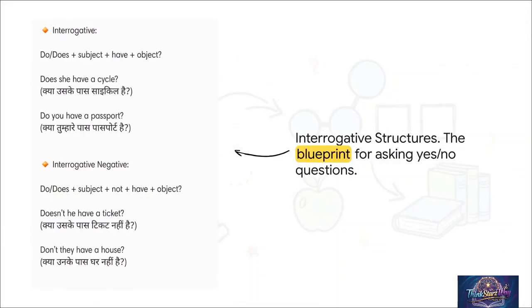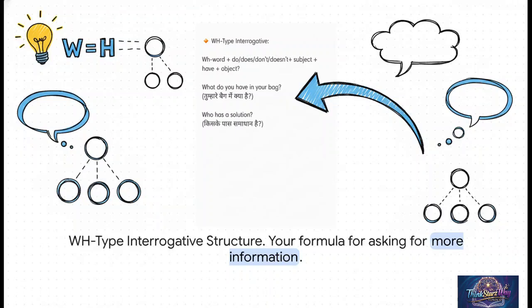Need to ask a question? No problem. It's do or does, then your subject, and then have. And if you want to ask a negative question, you just start with don't or doesn't. See? Simple formulas. And last but not least, for those really detailed questions, your structure is WH word, then do or does, the subject, and you finish with have. Honestly, once you see these patterns laid out like this, it all just clicks into place, right?